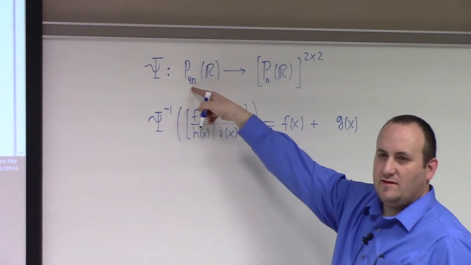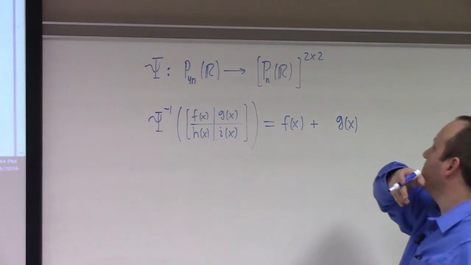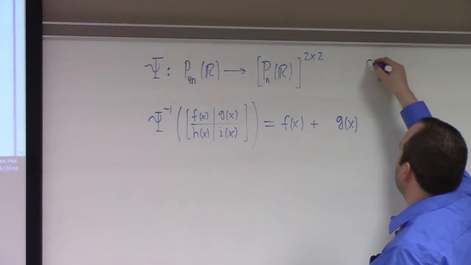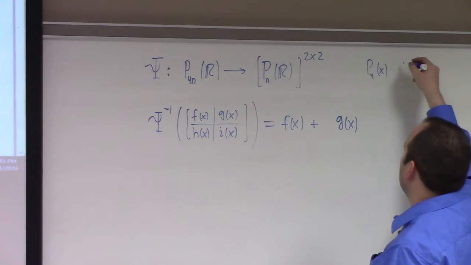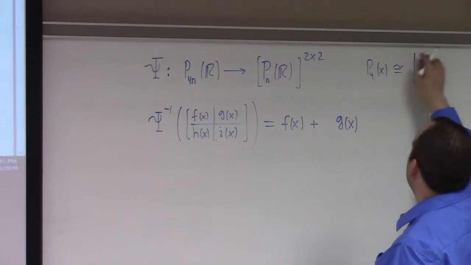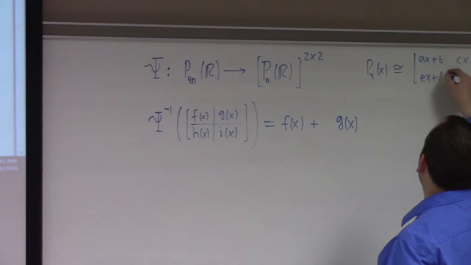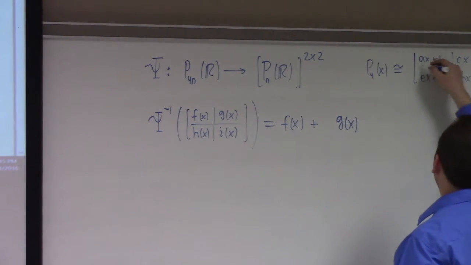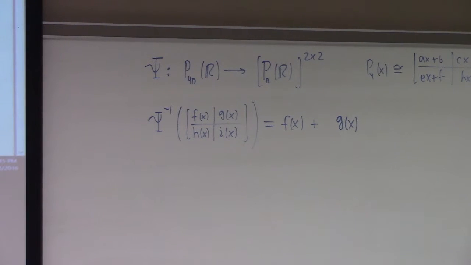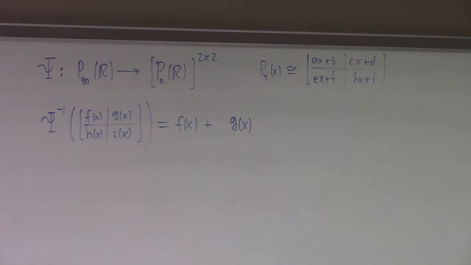Is my counting right? Maybe, does this even make sense? Let's just check a base case for a second here. So is P4 of x isomorphic to, say, ax plus b, cx plus d, ex plus f, hx plus i? I don't think I've done it quite right, because I would need 4 times what? I think the 4n is wrong.